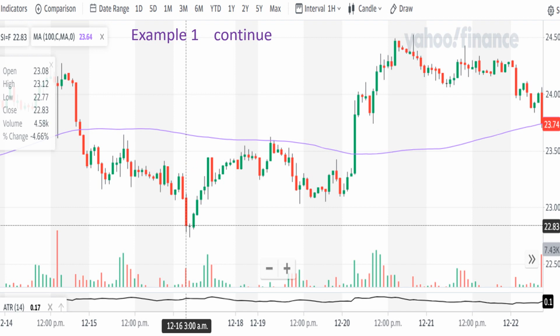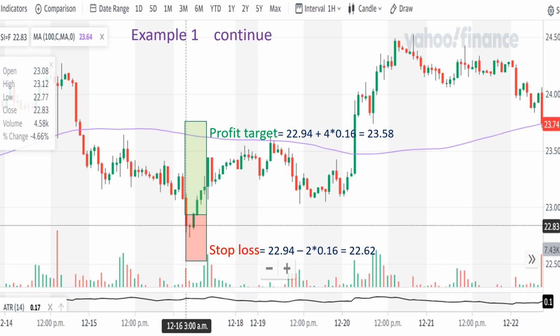This way I can get 2-to-1 reward risk ratio, and this is going to be my stop loss, and this is going to be my profit target. This is how you can use powerful hammer to enter the trade.